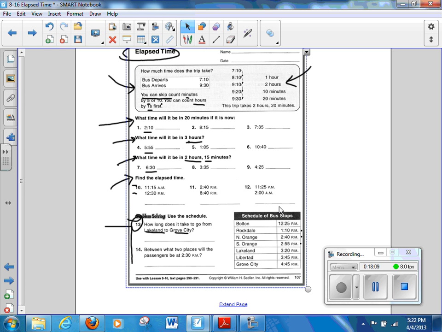So good luck with your assignment on elapsed time. Make sure to keep on doing neat and precise work.